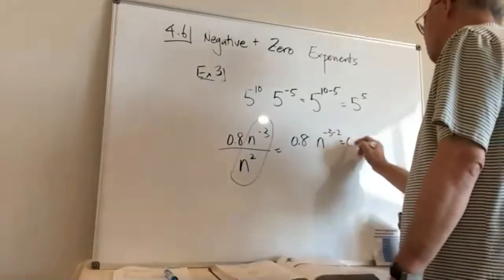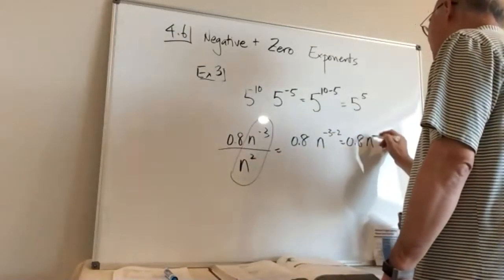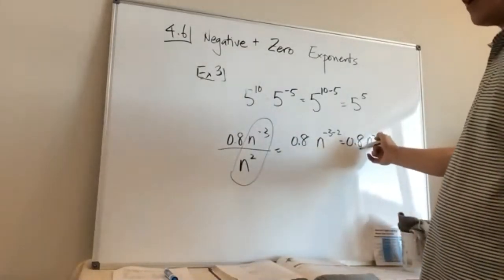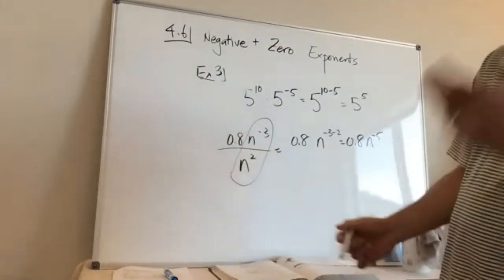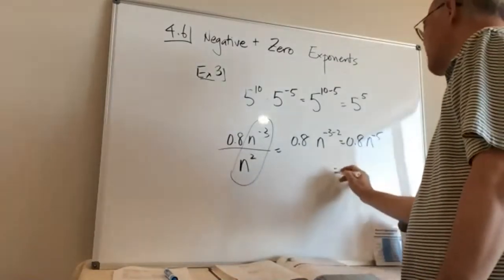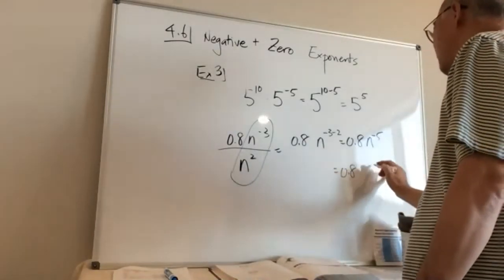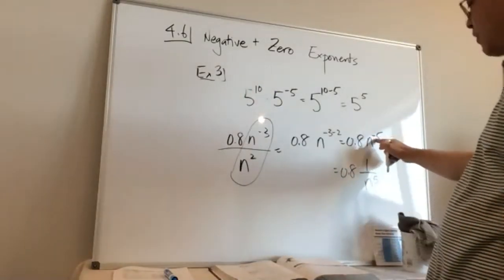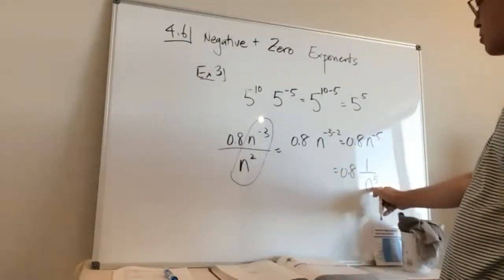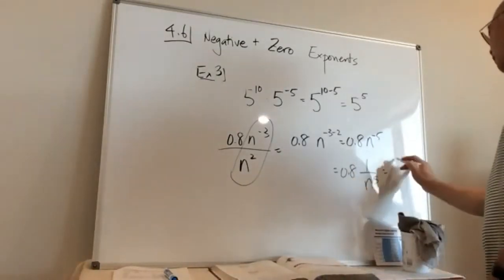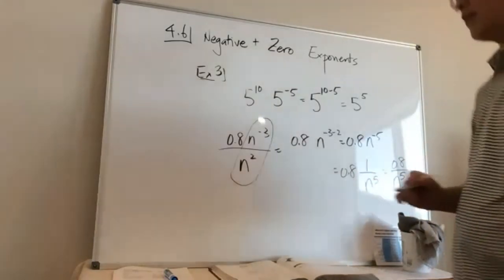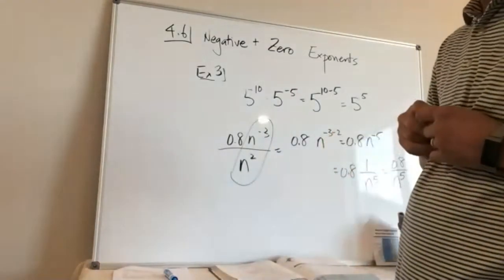So I'm going to get a total of 0.8 n to the negative 5th, but I can't use negative exponents, just using only positive ones. So this is the same as 0.8 times 1 over n to the 5th, right? Because it's a negative here. Goes down to the bottom, it becomes positive. 0.8 over n to the 5th. So that would be your answer there.